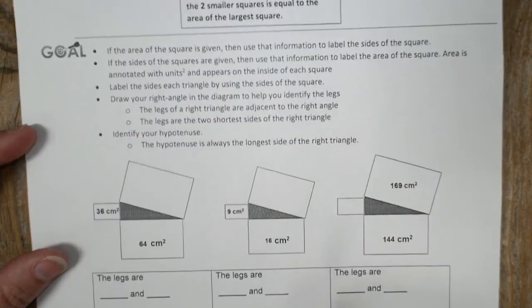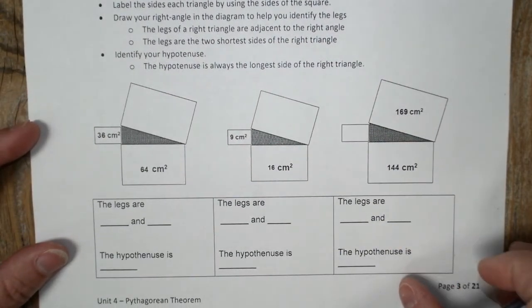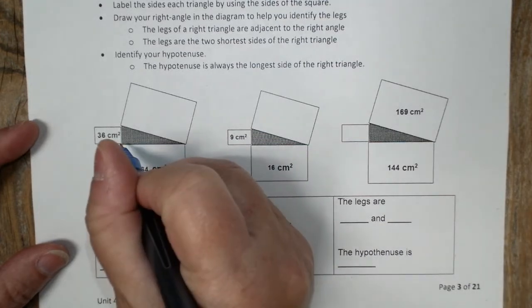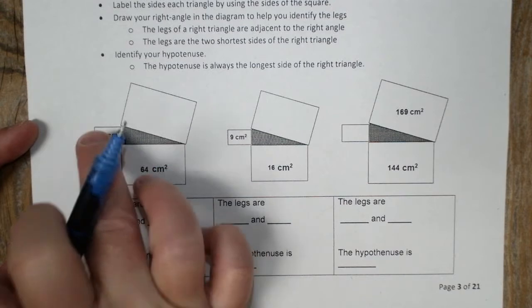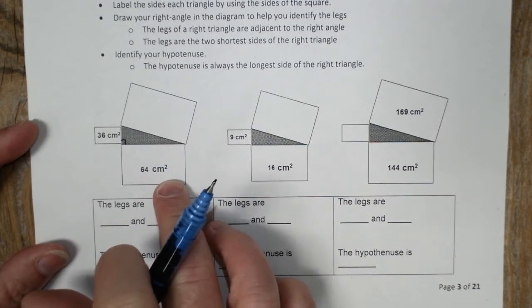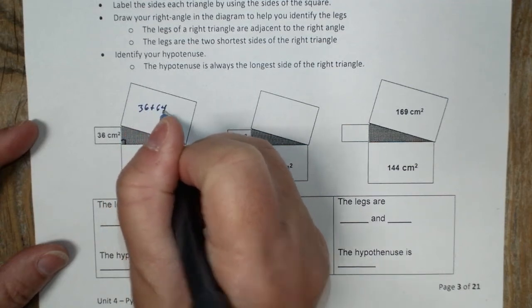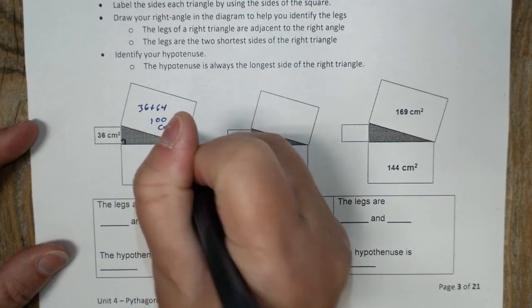So here is a model, and what it's going to ask for is a couple of things. If you have this and it tells you that it's a Pythagorean model, you know that the three squares form a right triangle. There's your right angle. And it says the sum of the areas of the two smaller squares is equal to the area of the largest. So this one is 36 plus 64, which is 100 centimeters squared.